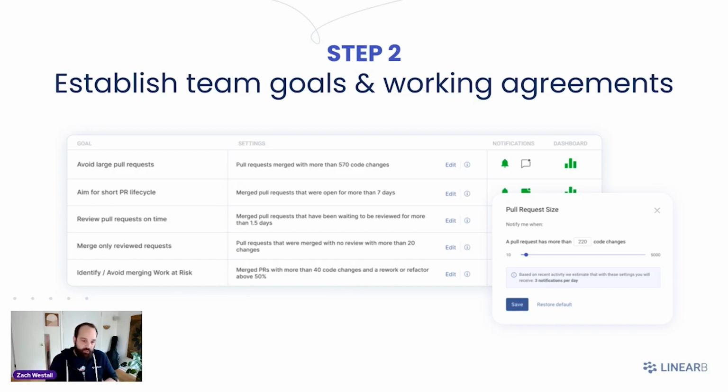These are the softer working agreements. And it's the establishing team goals and those working agreements. That's how you find success and improve as a team, improve your leading indicators, improve your DORA metrics, and improve your business outcomes.